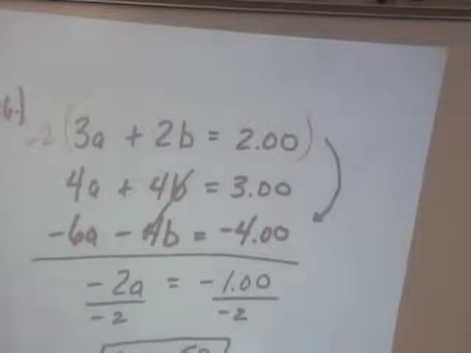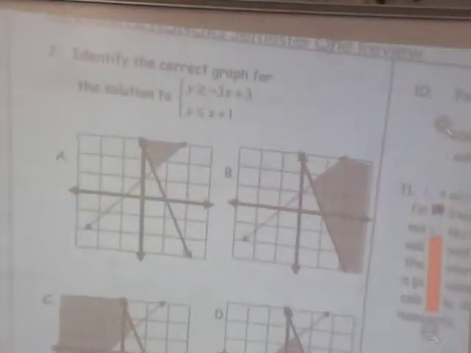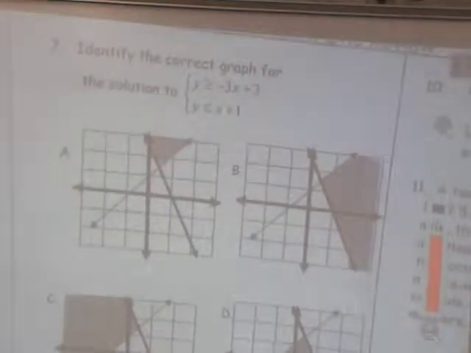Okay, number 7. All right, identify the correct graph for the solution to that system of inequalities. Notice the lines are all the same. It's just the shading that's different, right? We need to figure out which equation is which line.